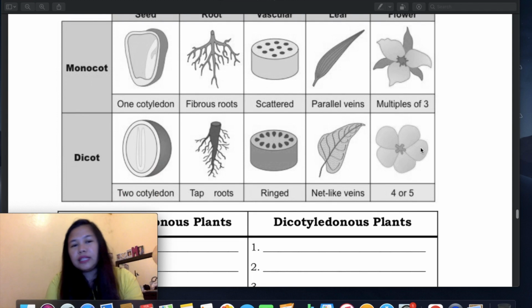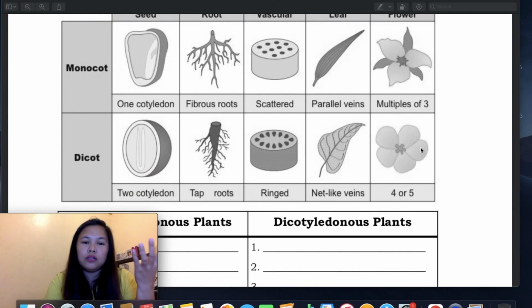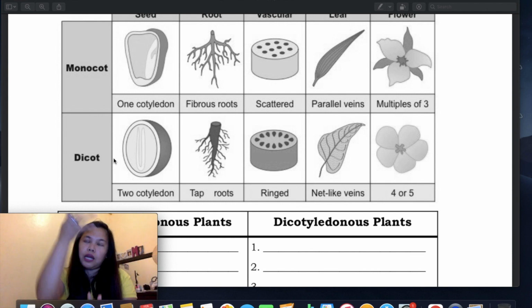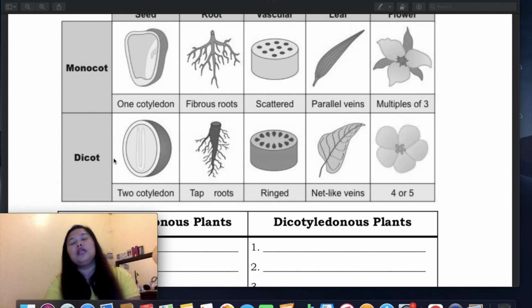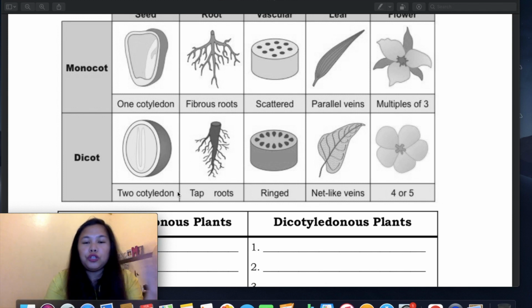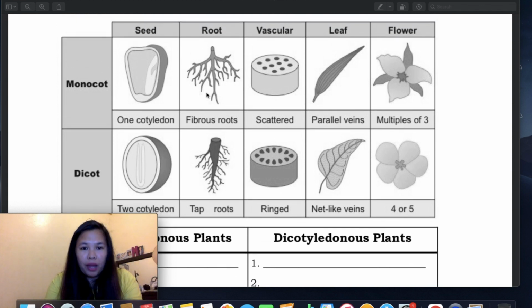Okay, sa dicot naman, 2 cotyledon. Parang nag-cell division siya, nahati siya o nabibiyak kapag tumutubo na yung young plant or yung embryo. So, ito yung tap roots niya, paganyan yung roots. Let's compare and contrast these two types of the angiosperm, the monocot and dicot. Ito yung vascular niya, ring, yung isa is scattered. Anong pagkakaiba nila? So, meron pagkakaiba.